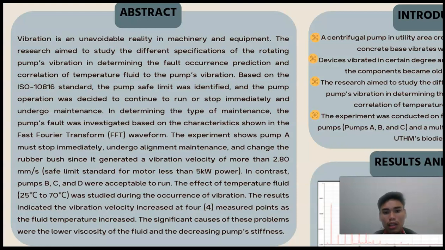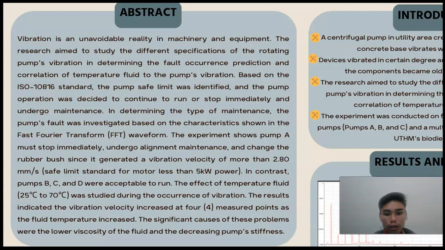In determining the type of maintenance, the pump's fault was investigated based on the characteristics shown in the Fast Fourier Transform waveform. The experiment shows pump A must stop immediately, undergo alignment maintenance, and change the rubber bush since it generated a vibration velocity of more than 2.80 mm per second, which is the safe limit standard for motor less 5 kW power. In contrast, pump B, C, and D were acceptable to run.